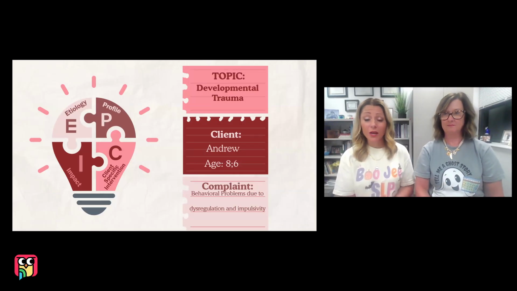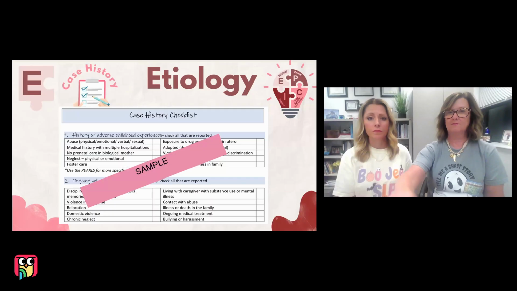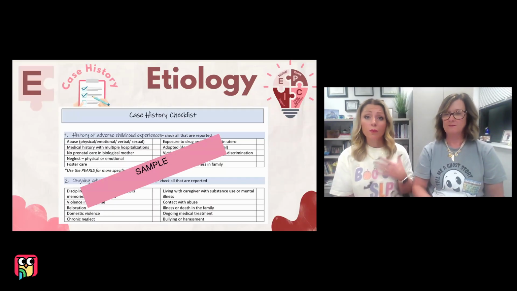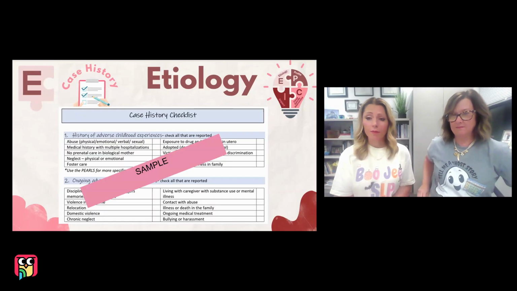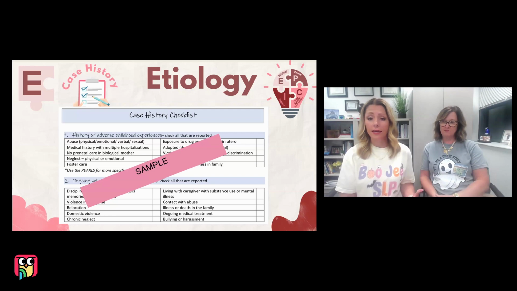Tonight, we're going to talk through developmental trauma. Our client is Andrew. He is 8 years, 6 months, and he came to our university clinic with a complaint of behavior problems due to dysregulation and impulsivity. We were suspecting developmental trauma when Andrew came to our clinic, and so one of the first things we do is look for specific things in the case history.